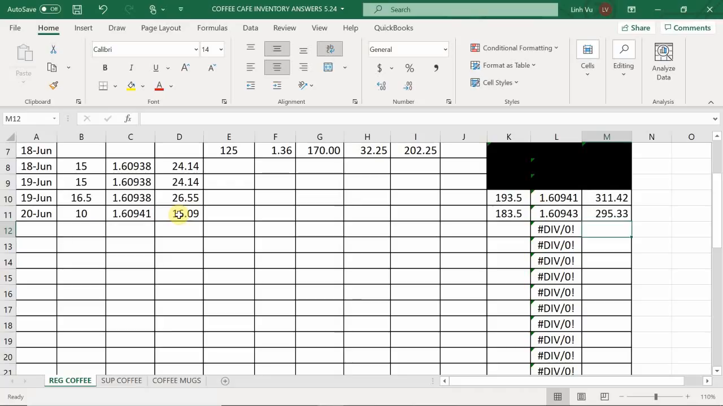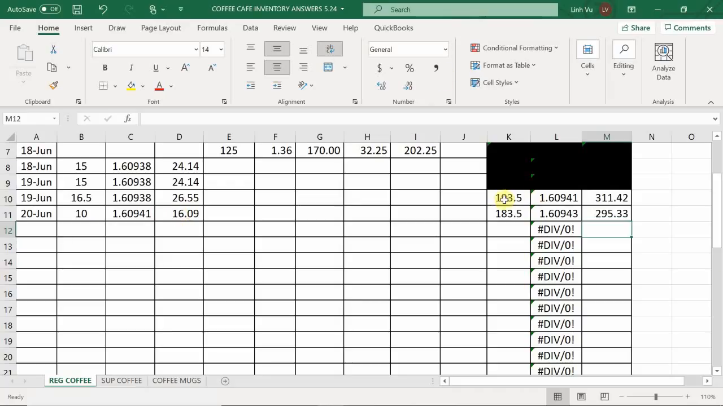295.33. Excellent. So now, because I am using moving average, how do I solve for my average cost per item now? If I have a total cost of $295.33 and I have a new quantity of 183.5, what is my new average cost per item? So then the next time I sell something, I know exactly how much it's going to cost me per pound.